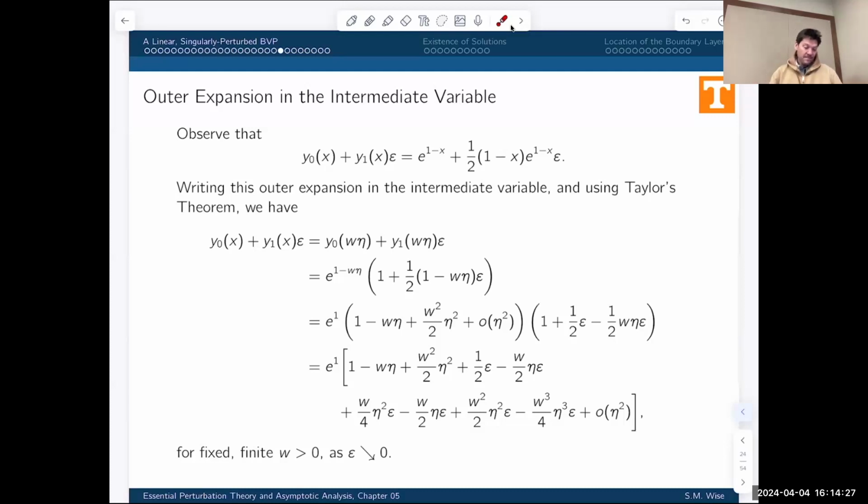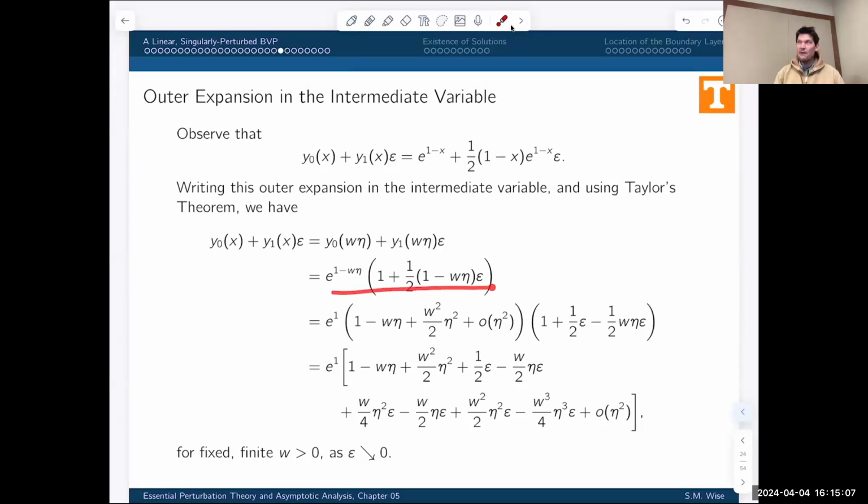So the outer solution, the outer expansion, keeping the leading order and the first order terms only. So there's no plus order epsilon squared here, it's just the first two terms, written out as a function of x and epsilon. We replace x with w times eta, and then we start expanding, because once we do this introduction where x is equal to w eta, then we can have transcendental functions. We can have all kinds of interesting functions.